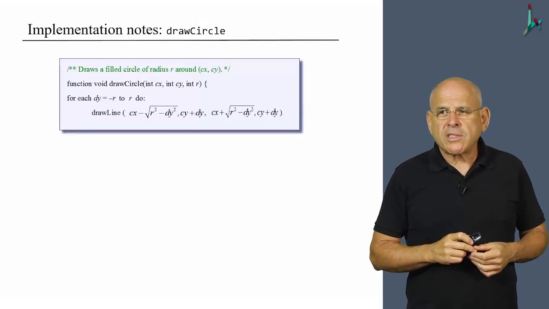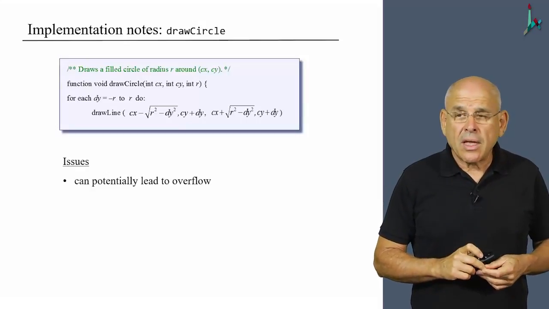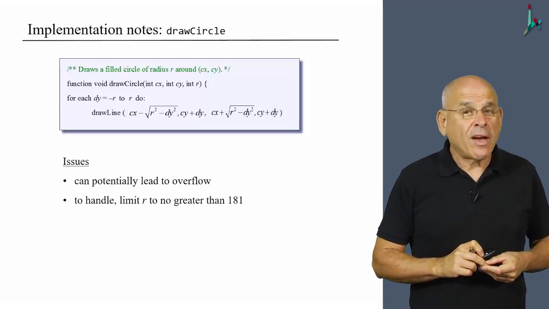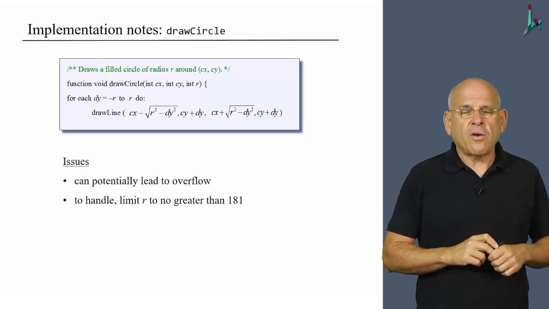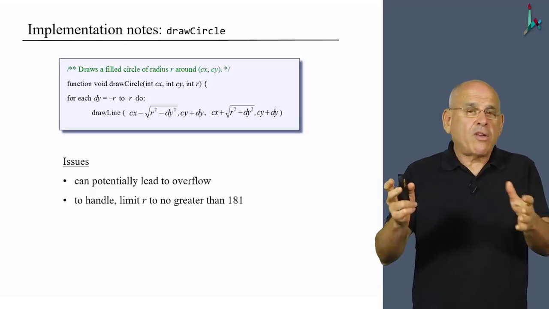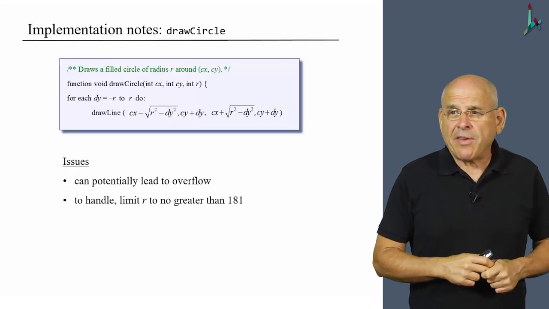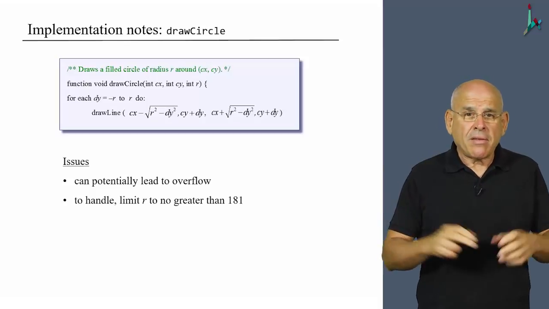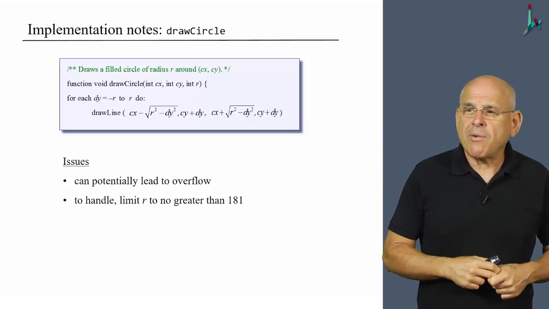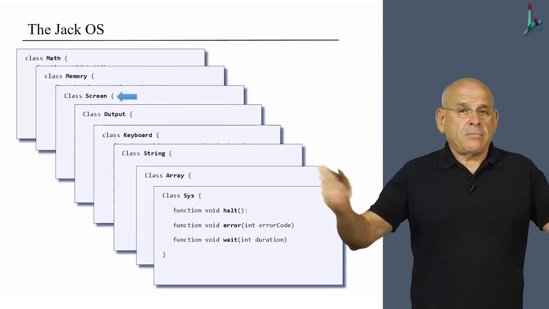All right, what about drawCircle? Well, it turns out that this algorithm can overflow, and yet, if you set r to a number which is no greater than 181, then you won't run into overflow problems. Here we draw circles, and this makes your graphics package hardware dependent. It depends on the size of the screen, but so be it. Every once in a while you have to make some concessions in life. And so this is it.